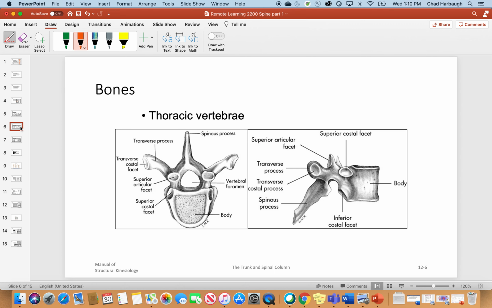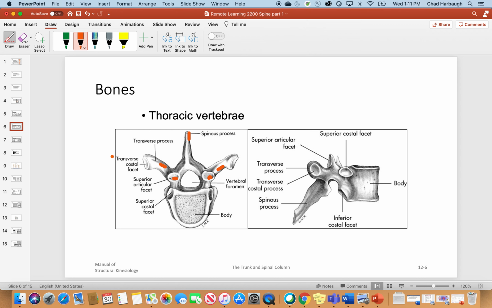So working down, when we get to the thoracic spine, we still have the key features of the spinous process, the transverse processes here. We still have the articular facets. This is how the bones stack on top of each other, through the superior articular facets. So T1 would stack on top of T2 and etc.